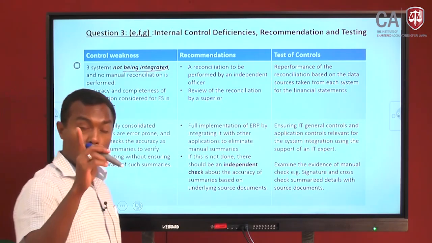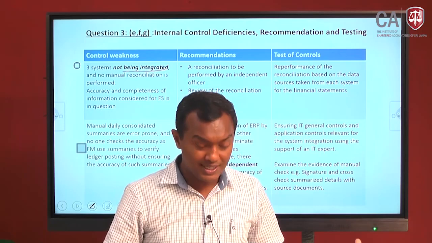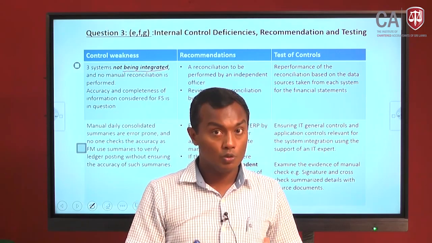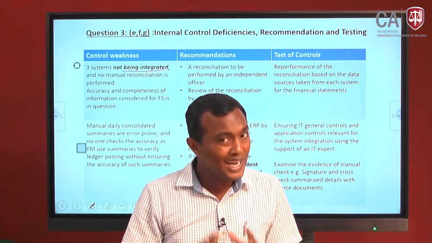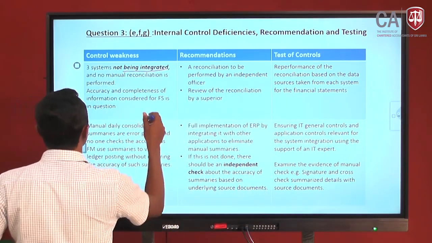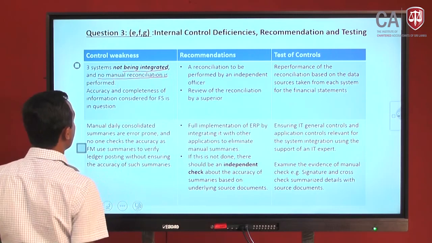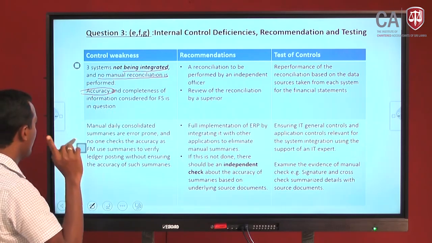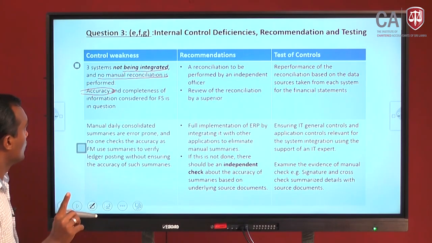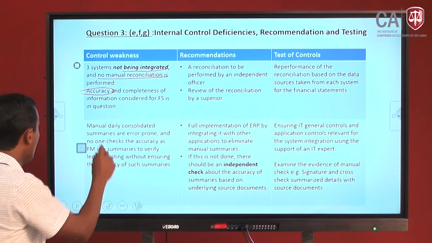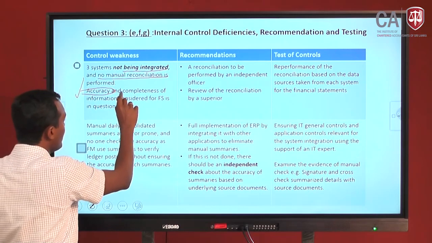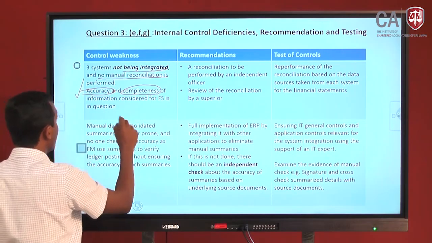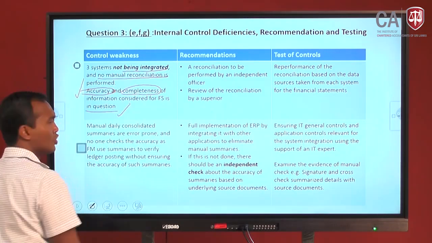If they are not integrated, how do you ensure that information is flowing properly from one system to another? If you want to check and ensure that happens, it is better to do a reconciliation, but there is no reconciliation, not integrated, no manual reconciliation is performed. So what? Accuracy. Now see, these are assertions. This is a complete answer using very technical points. Reconciliation is not done, so what? Accuracy, whether the information is correct, and completeness. Even these 2 are assertions: accuracy and completeness of information considered for financial reporting is in question.